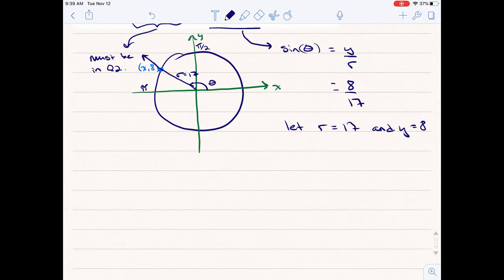Same idea, right? I can solve for x because I know what the y value must be. So I know that here, this distance must be 8, and so this distance is x. And now I've made this right angle. And so I know that x squared plus 8 squared must equal 17 squared.